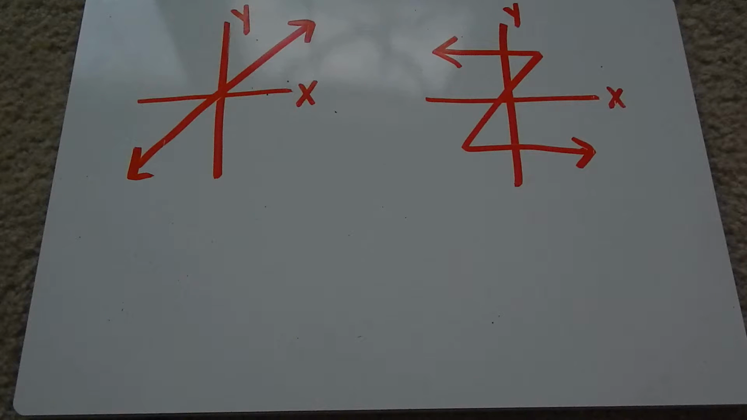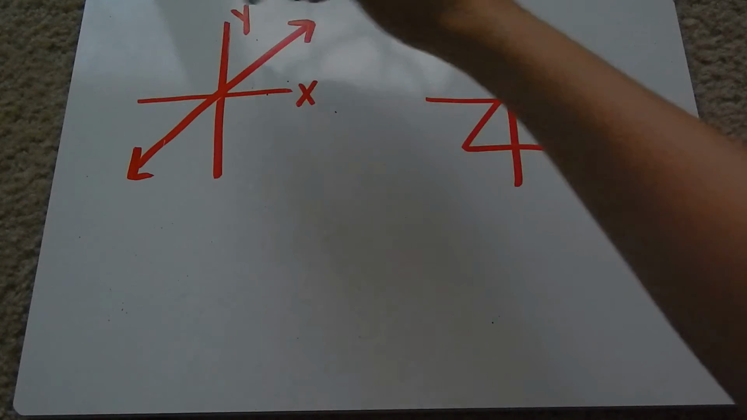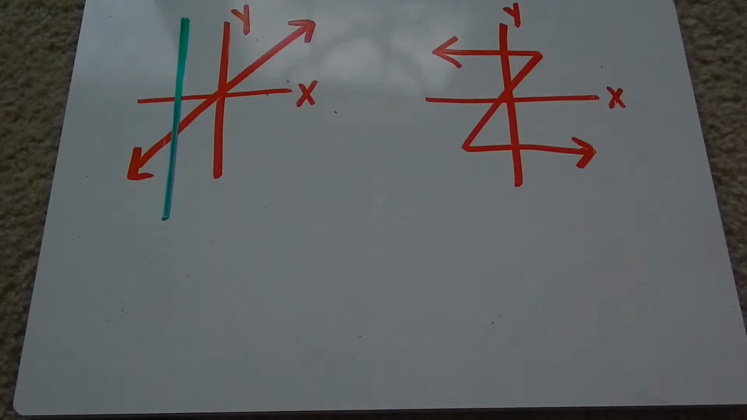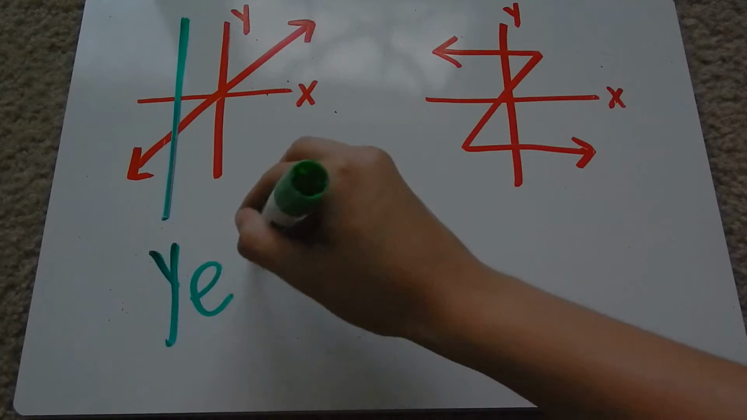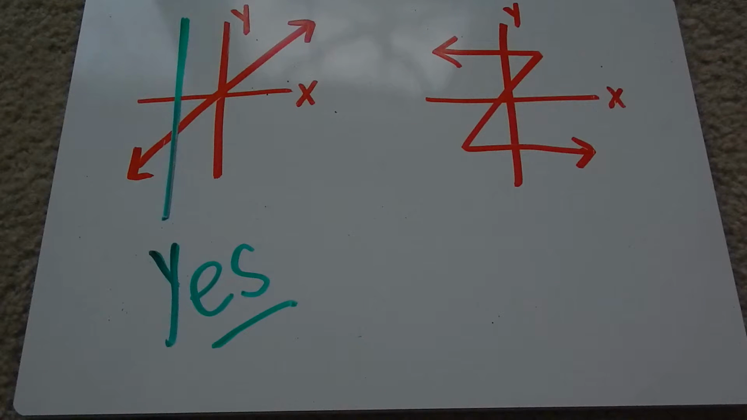So if we look at the first graph on the left and I draw a vertical line through, it doesn't matter where, any point on the relation, if it hits more than one point, it is not a function. So this one only hits one point, so yes, that one is a function.